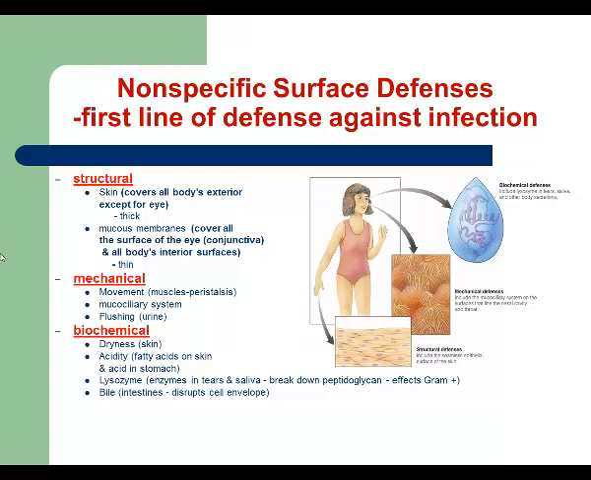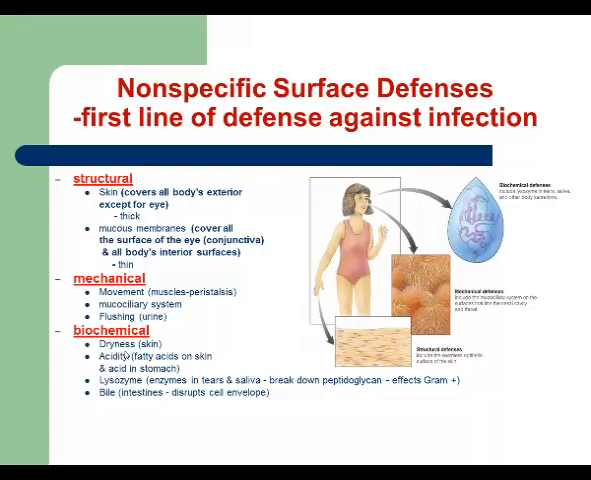Another example of the biochemical part of the first line will be dryness and saltiness of our skin. Not a lot of microorganisms can grow and multiply in that dry, salty environment. Another example of the biochemical part will be acidity in the stomach. Bile salts we can use as an example of a natural antibiotic in our GI tract.